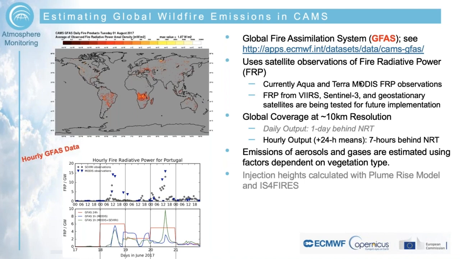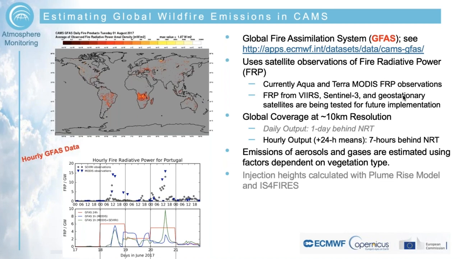We do this using our system, which is called the Global Fire Assimilation System, which makes use of satellite observations of a parameter called fire radiative power. There are a number of satellites which are providing observations of fire radiative power. Currently, we are using two NASA MODIS instruments, but we're also testing and implementing some other satellites to be able to make use of that information and to improve the product that we have.